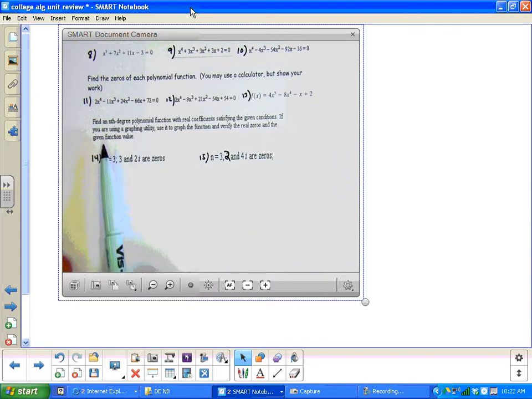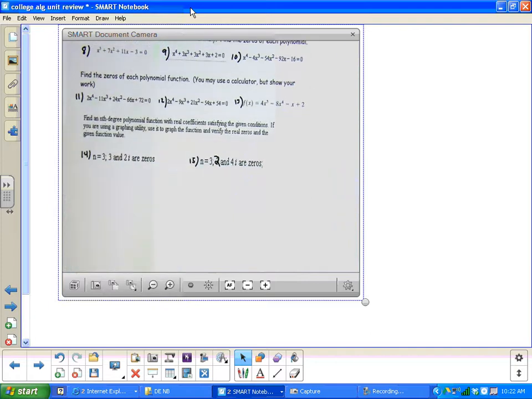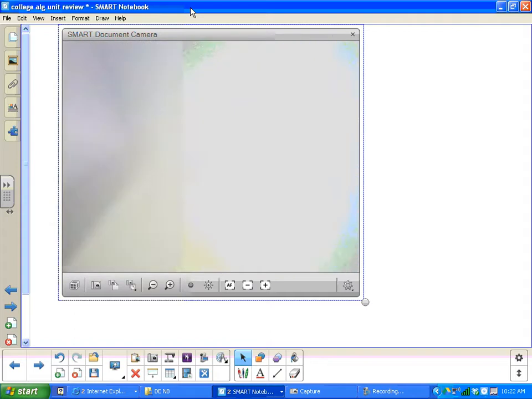Now it gives me zeros here of 3 and 2i. So if 3 is a zero and 2i is a zero, then -2i is going to be a zero. And so we're going to work backwards and find the polynomial. Let me give you one that's kind of similar, because those directions are a little bit intimidating, but this is not really a hard problem.